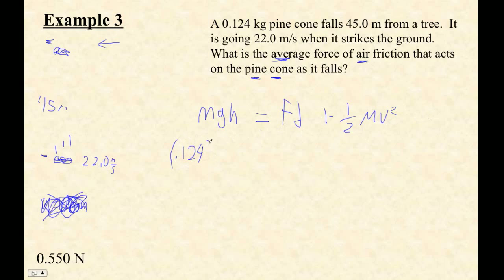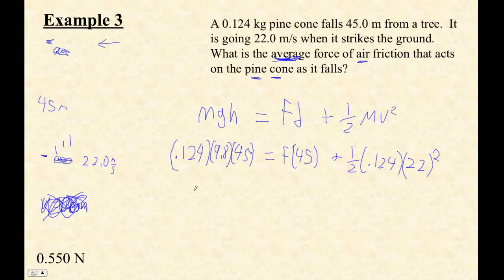0.124 times 9.8 times 45 equals force times distance. So force, and the distance over which the force acts is 45 meters. Now, notice how it says average force. Probably the force is more at the bottom, less at the top, right? Most drag forces increase with velocity, right? Okay, so plus 1/2 times 0.124 times 22 squared, right?